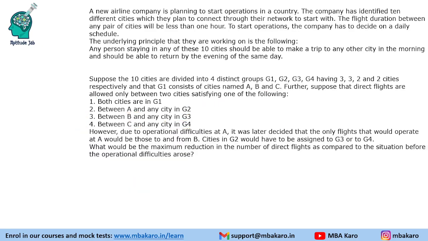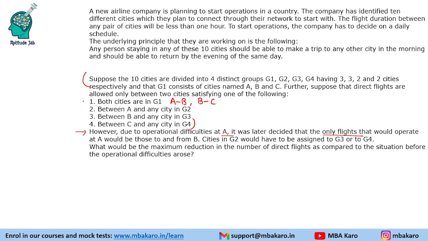Next question. Suppose the 10 cities are divided into 4 distinct groups. So till here the conditions remain the same. Let us read this extra condition. It says, however, due to operational difficulties at A, it was later decided that the only flights that would operate at A would be those to and from B. Okay. So in this case, A was connected to B, B was connected to C, and A was connected to C. Now A to C is not connected.